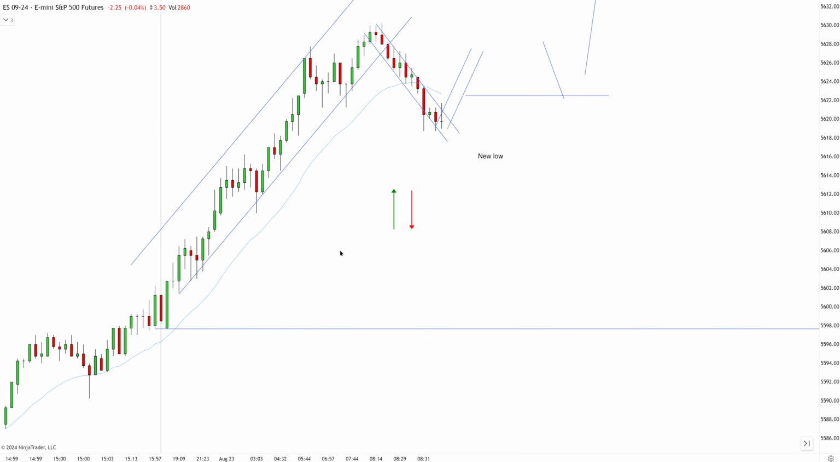Traders, welcome back to another price action trading lesson where we're going to talk about price action rules and how they can help us identify directional bias of the market and where are the high probability setups.